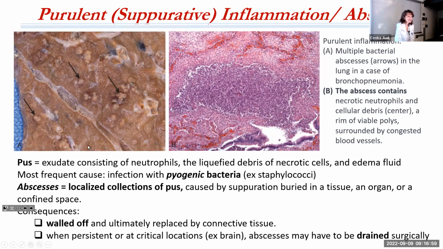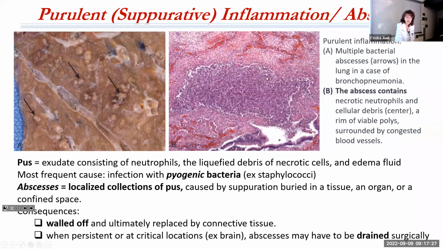Now, is this normal lung? Something is abnormal in this lung. You see these white little dots, white spaces here? That's not normal. That's pus, actually. So these are multiple bacterial abscesses shown by these arrows in a lung with bronchopneumonia. If you take a section of the tissue, and look at it under the microscope in pathology, you will see this. This is called an abscess.